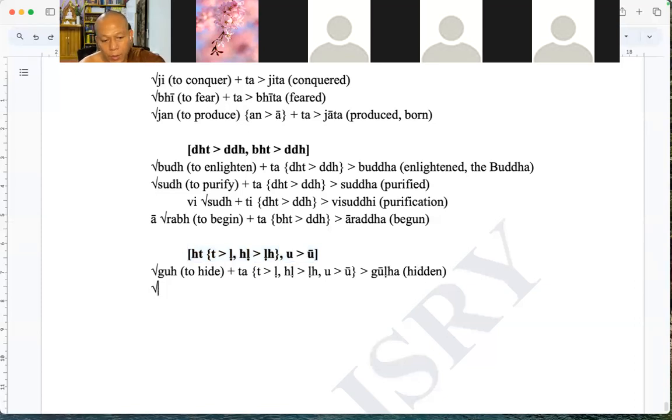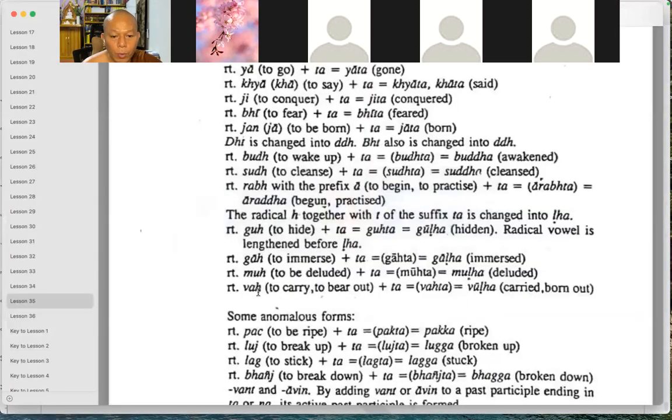In the same way, the other one is ruha, to grow, and the da, the same change. So rula, grow, in this way. Rula is not included here. That one also already.